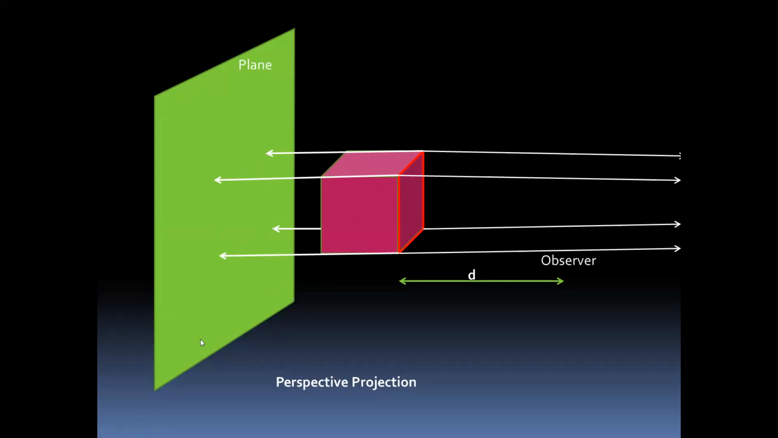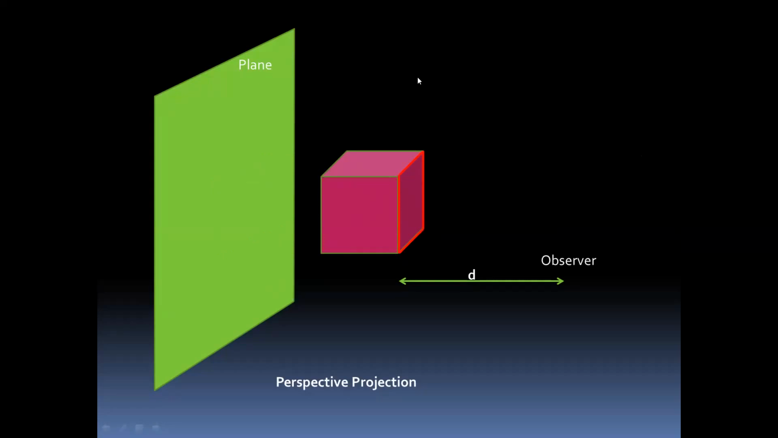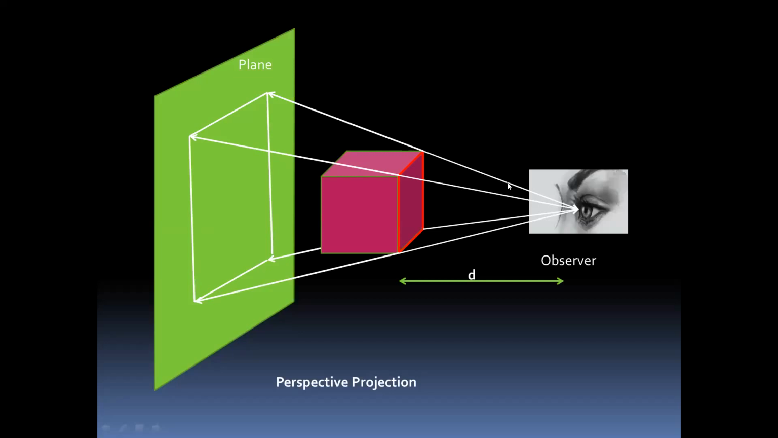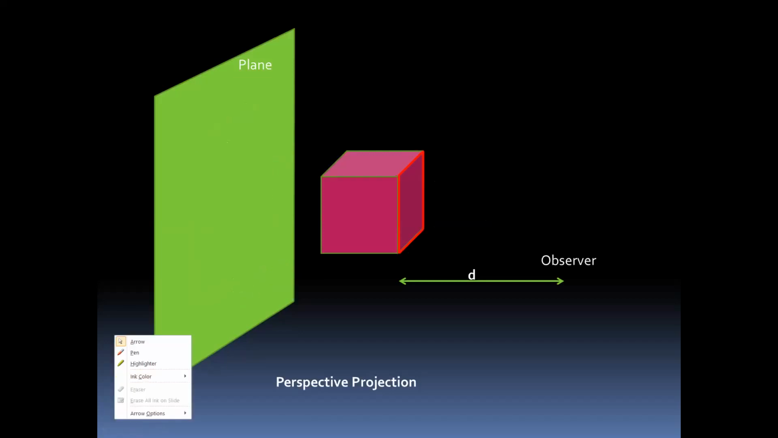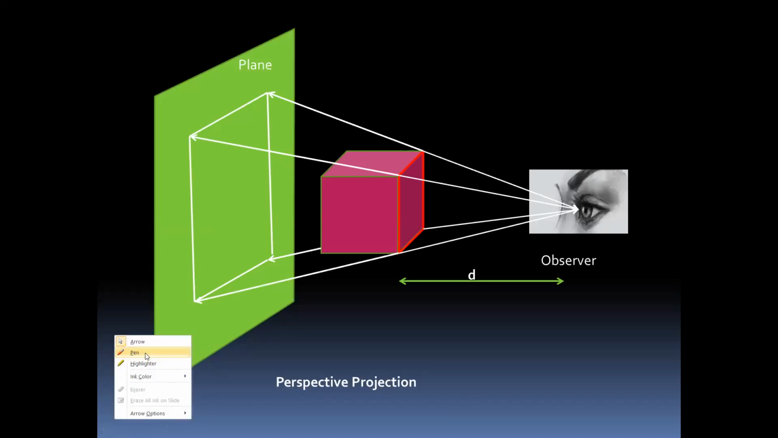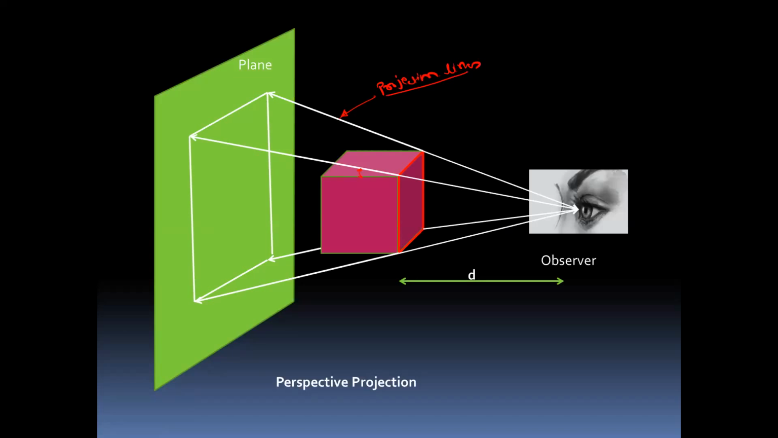If you observe the previous diagram, you can observe here that these projection lines are inclined with this object, or inclined with this imaginary plane. And therefore we will get the enlarged image.